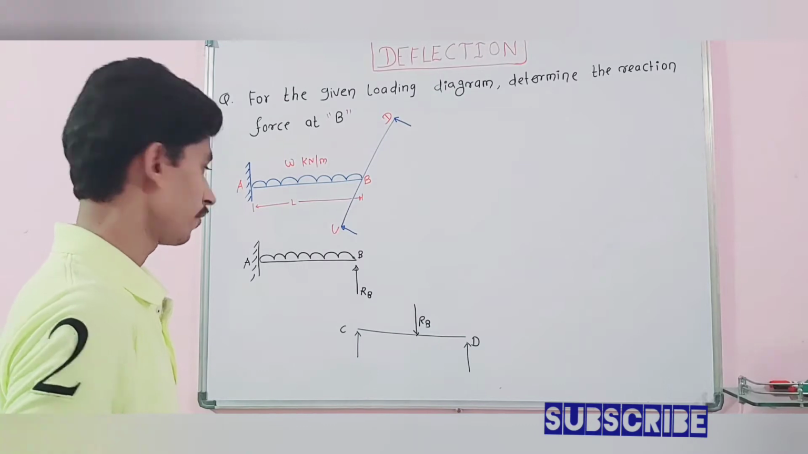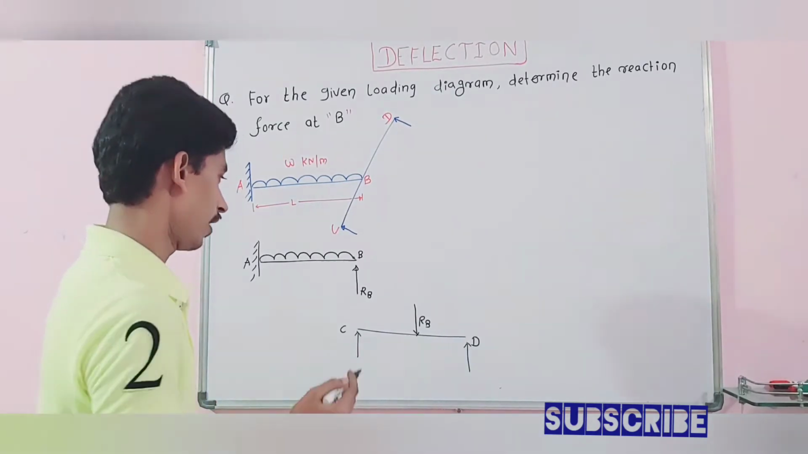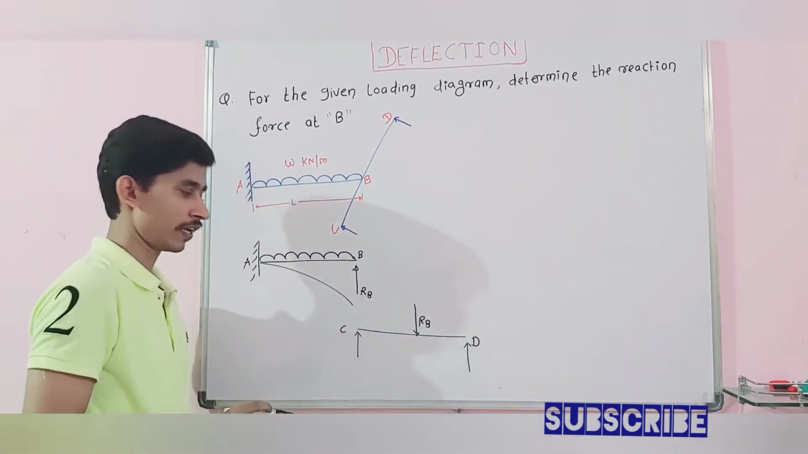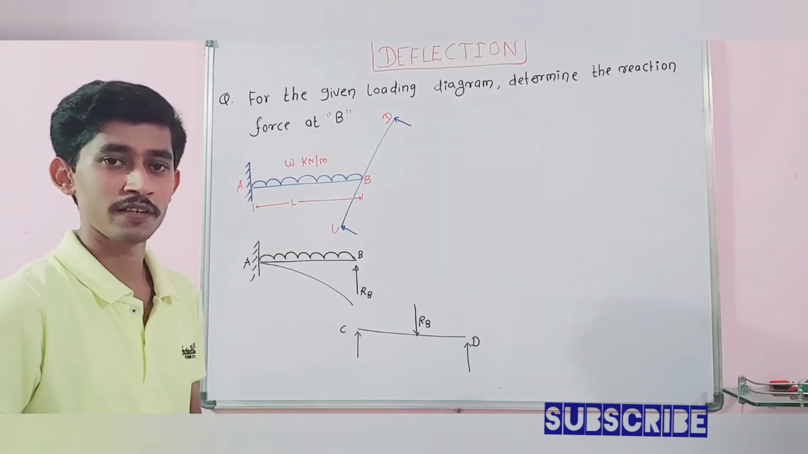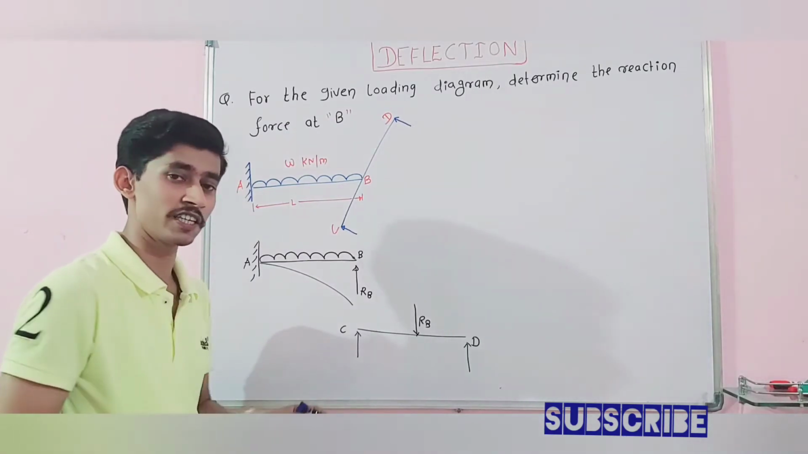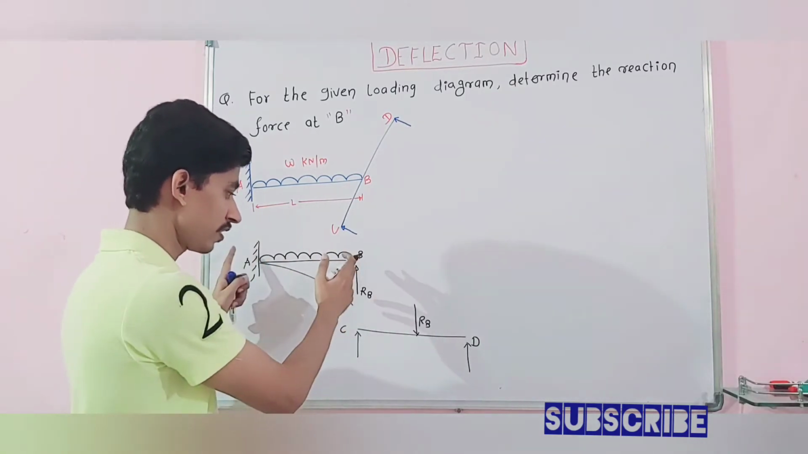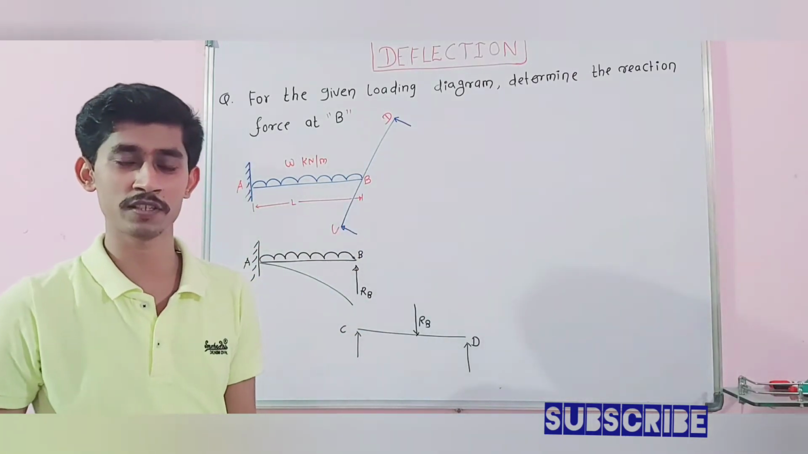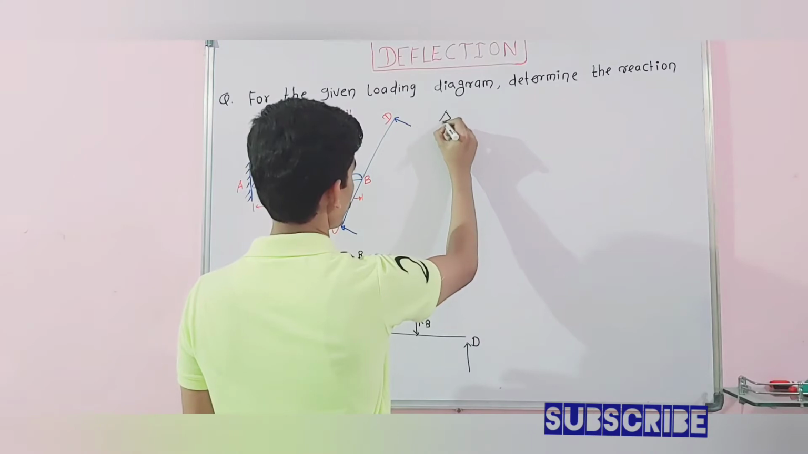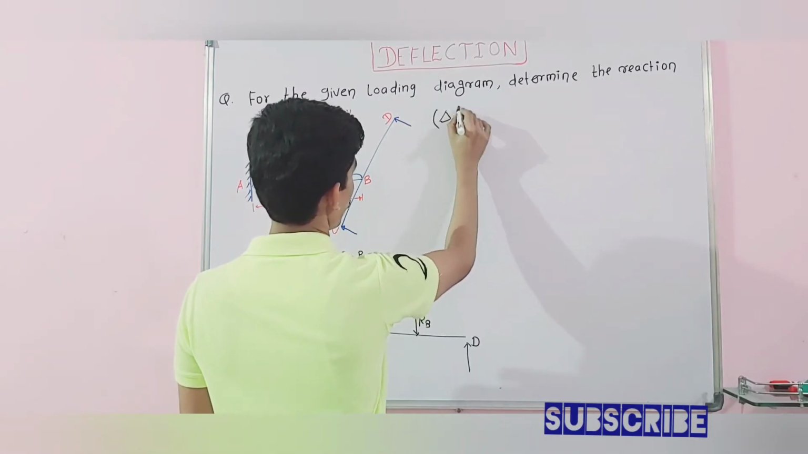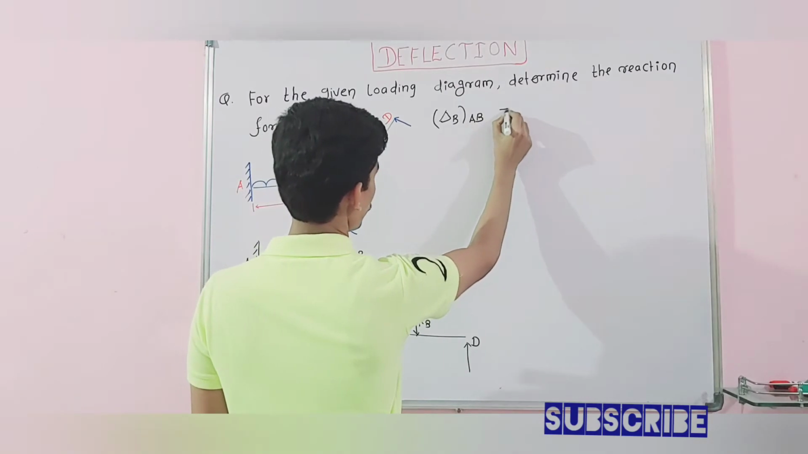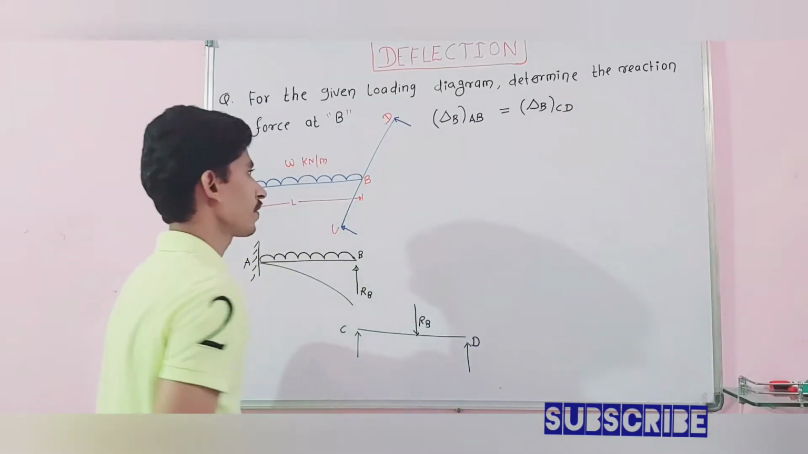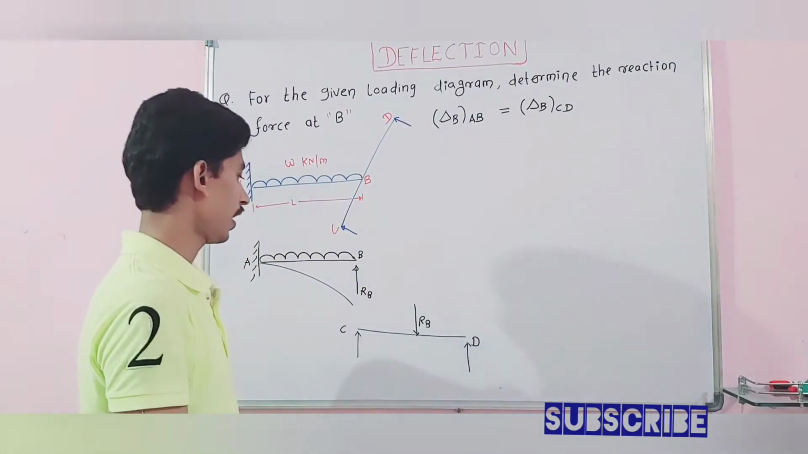For this, we have to think about the deflection at B. If my deflection at B is like this, this is my deflection. So the deflection at point B for section AB must be equal to the deflection at point B for section CD. This is the solution, or this is the concept. So I can write here: the deflection at point B for AB must be equal to the deflection at point B for CD.